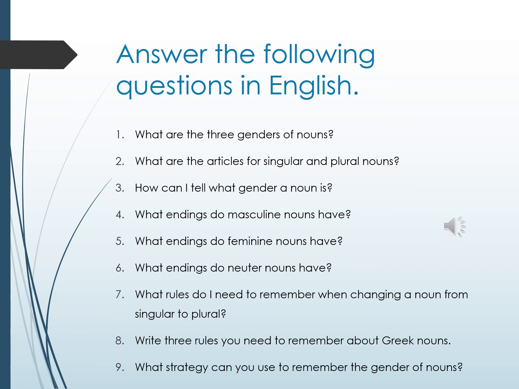So the questions are, what are the three genders of Greek nouns? And we should know that. What are the articles for singular and plural nouns? How can I tell what gender a noun is? What endings do masculine nouns have? What endings do feminine nouns have? And what endings do neuter nouns have?